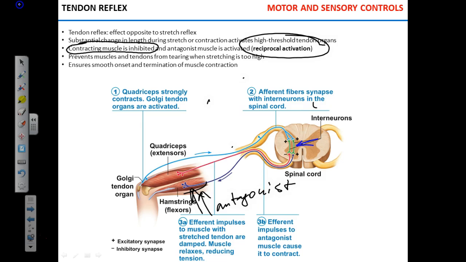In combination, the stretch reflex and tendon reflex together are why we move smoothly. Contractions do not just abruptly start and abruptly stop. The transitions between contractions of different muscles happen in a smooth manner, partially due to these tendon and stretch reflexes. Just the threshold of activation is different. Okay?